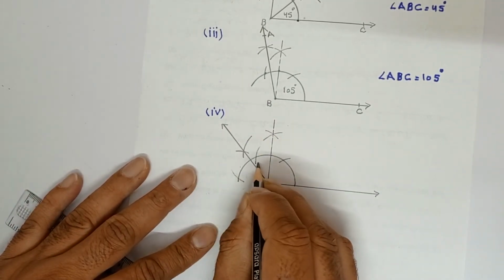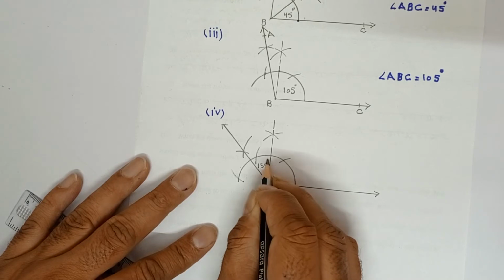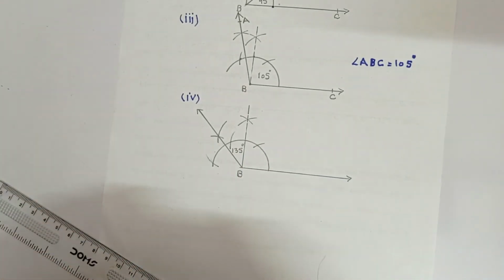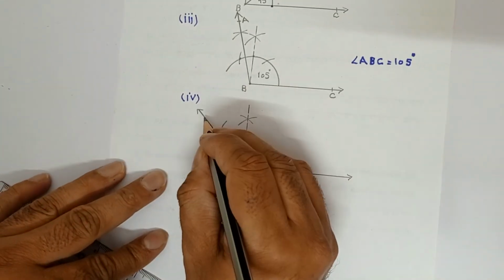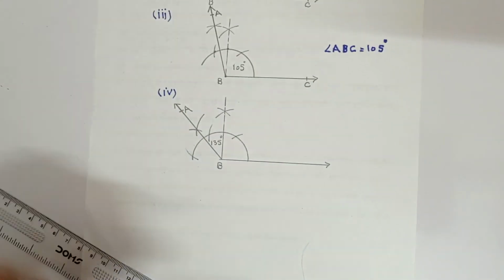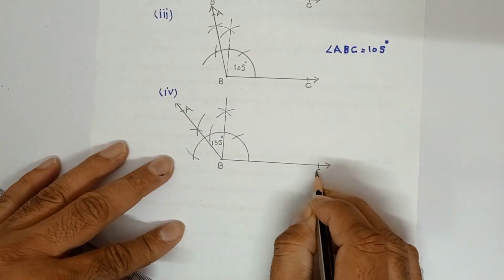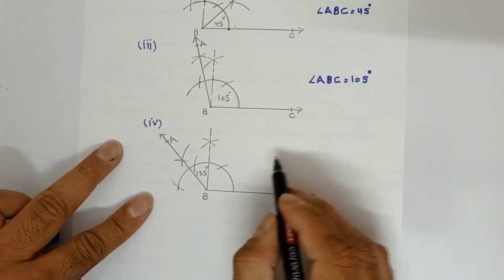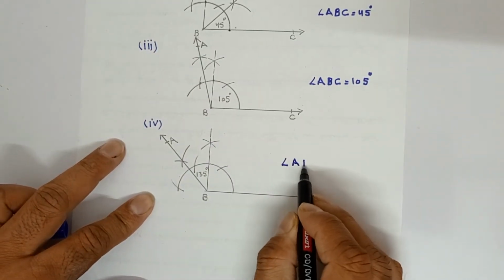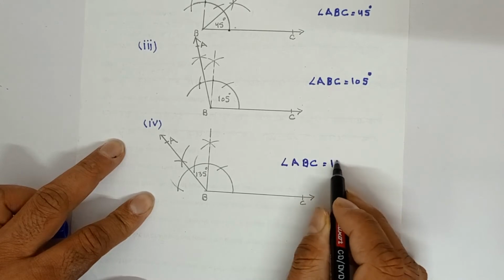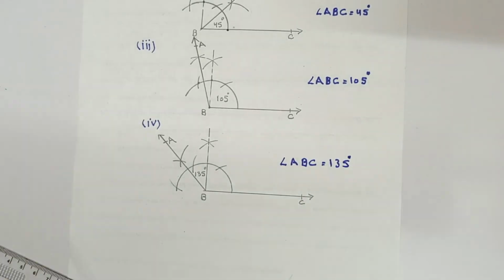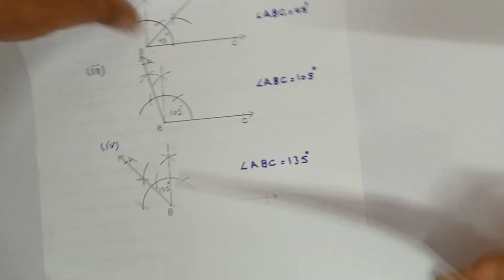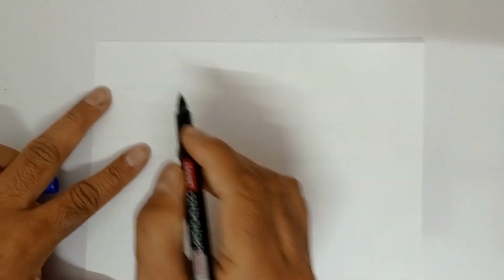So this angle is now 135-degree, and the name of this angle here, point A, will be marked. So name, this is C point. So the name of the angle is angle ABC, and it is equal to 135-degree. After 135-degree, there is an angle of 22 and 1/2 degree, means 22.5-degree. So this is part number 5.